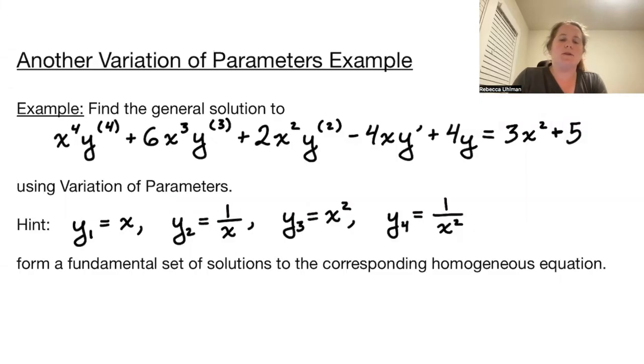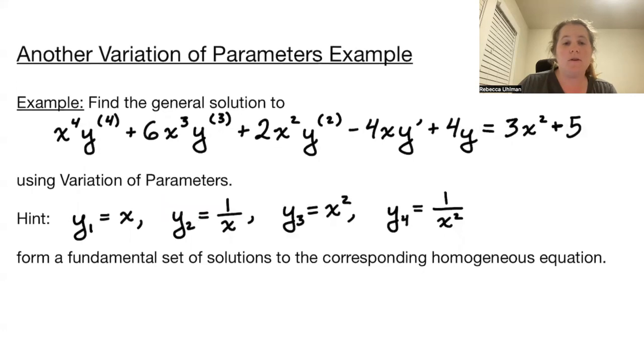Welcome to another variation of parameters example. In this example, our job is to find the general solution to x^4 times the fourth derivative of y plus 6x^3 times the third derivative of y plus 2x^2 times the second derivative minus 4x times the first derivative plus 4y equals 3x^2 plus 5, using variation of parameters. Little hint, I already found the homogeneous general solution for you.